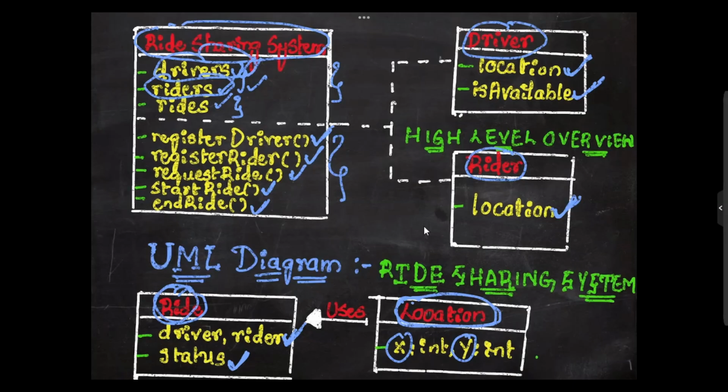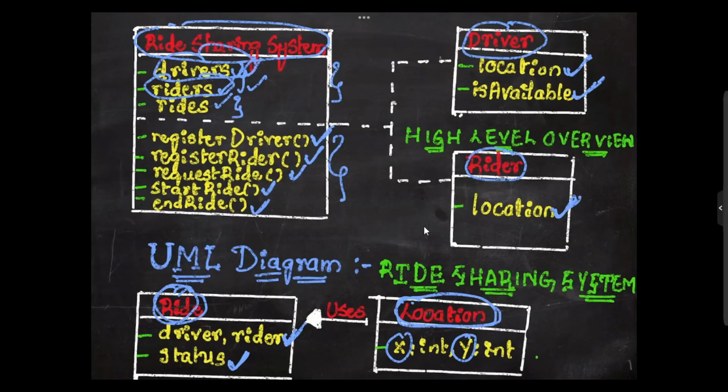So location is directly dependent on ride. Basically, ride uses the location, start and end. In simple terms, we'll be going with the x and y, where x is of the type int and y is of the type int. We'll be articulating exactly this in the form of code. You should be knowing this, right? We have successfully discussed the UML diagram.